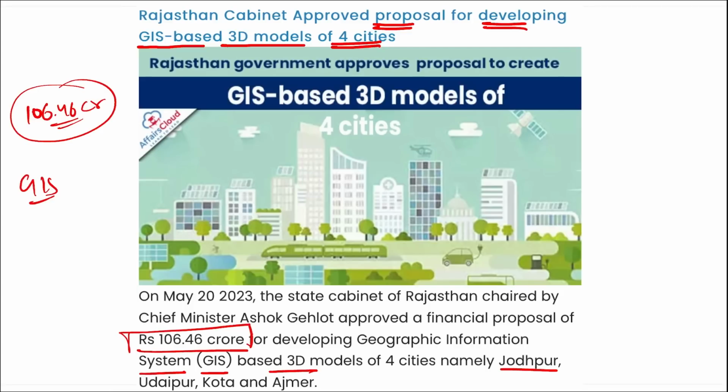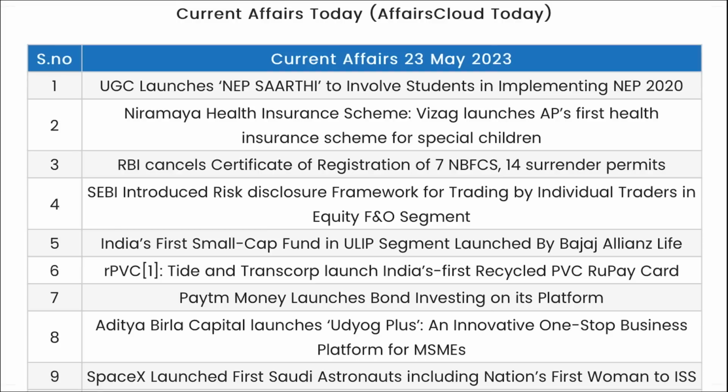So these were your important current affairs for the day, friends. Now let's go for a quick revision. UGC launched NEP Sarthi to involve students in implementing NEP 2020. Nirmaya Health Insurance Scheme was launched in Andhra Pradesh, and it became the Andhra Pradesh first health insurance scheme for special children.